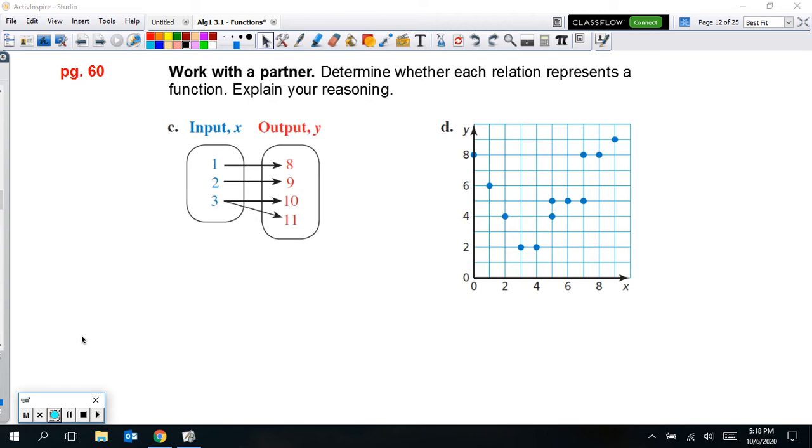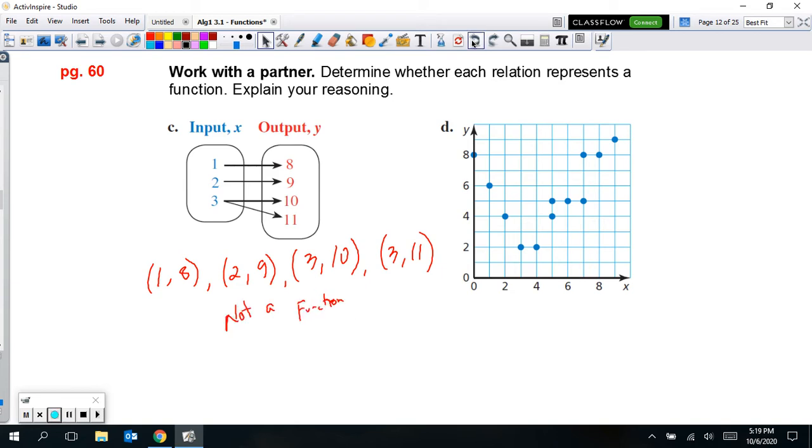Okay, so for C, we have the inputs in this kind of little bubble, the outputs are in this bubble, and each arrow is an ordered pair. So it might be helpful to write down each ordered pair. So the top arrow is going to be the ordered pair 1, 8. Then you got another one with 2, 9. 3 actually has here 2 ordered pairs because it's got 2 arrows. So you got a 3, 10 and a 3, 11. So now you can definitely see, well, x is the same on both of these ordered pairs. So no, that one's not a function. Hopefully you got that one right. So you see x, the number x on this one, the input is paired with 2 outputs. And you can only pair each input with only one output.